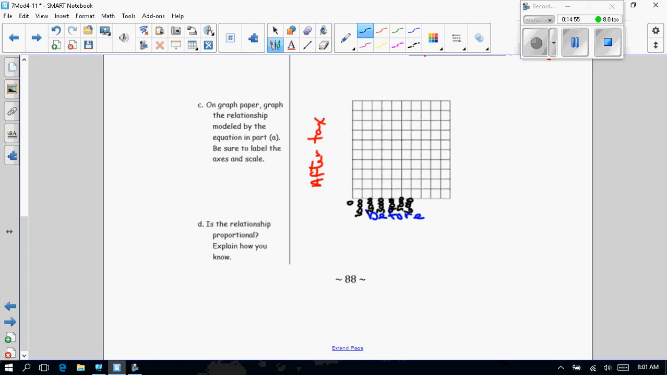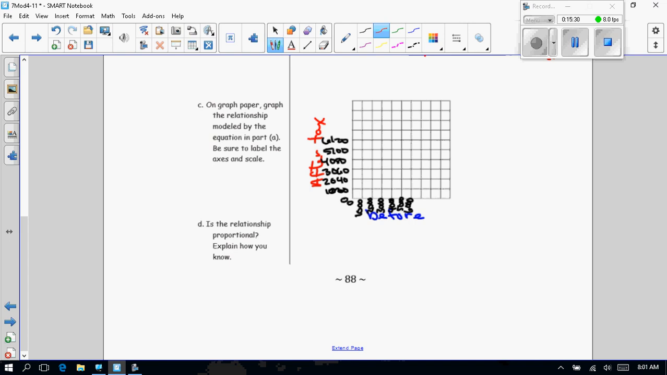Now, if I'm really smart, I'm going to think about what I want to count by on my y-axis. So I'm actually going to count by 1,020. 1,020, 2,040, 3,060, 4,080, 5,100, 6,120, right? And so on and so forth. Don't need to go any further than that though.